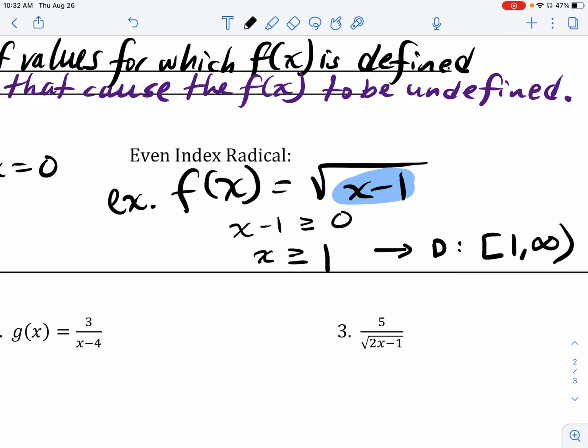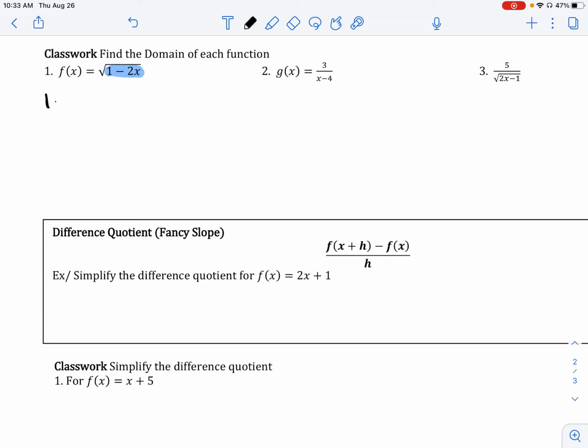Let's try another problem like that. So let's try this one here, where I'm asking you to find the domain of the function, the square root of 1 minus 2x, excuse me. Well, again, it's very similar. We know that this must be greater than or equal to 0. So we'd say 1 minus 2x is greater than or equal to 0. Negative 2x is greater than or equal to negative 1. Flip that inequality symbol since we're dividing by a negative, and we can say x must be less than or equal to 1/2. Therefore, the domain here, we would say, is from negative infinity to 1/2 inclusive.